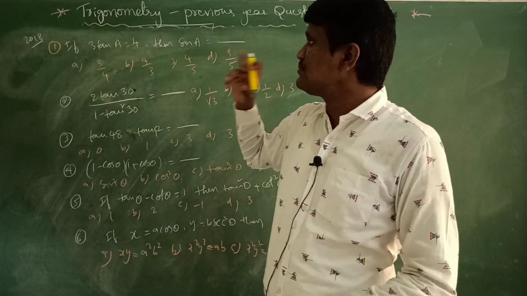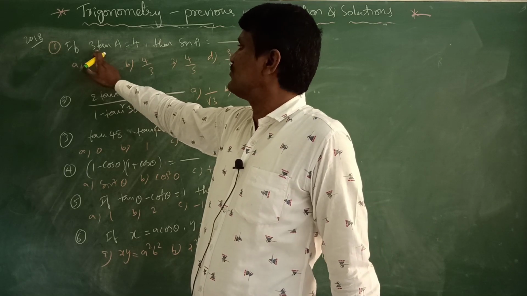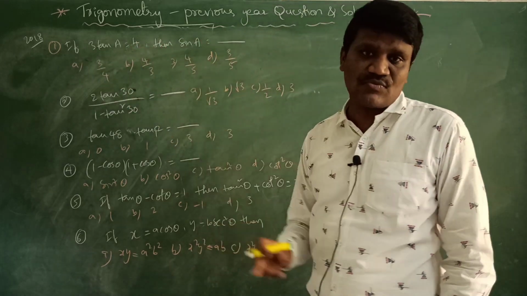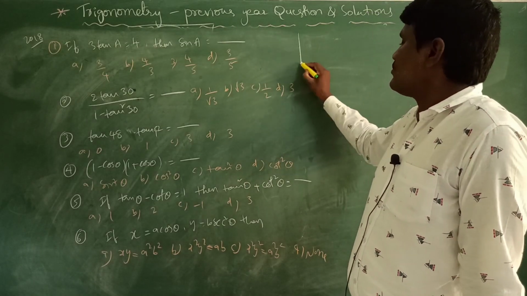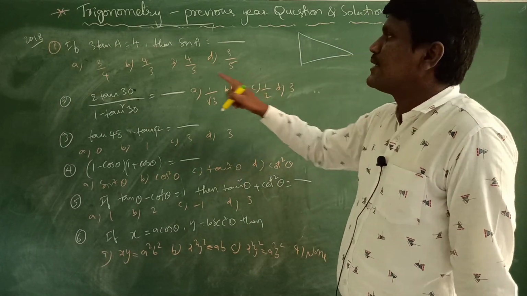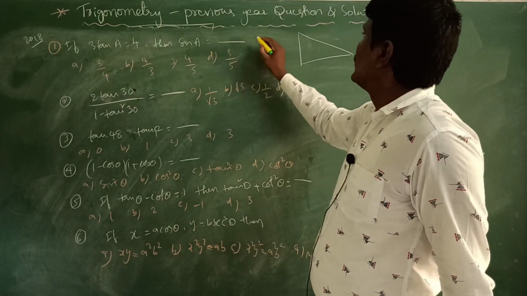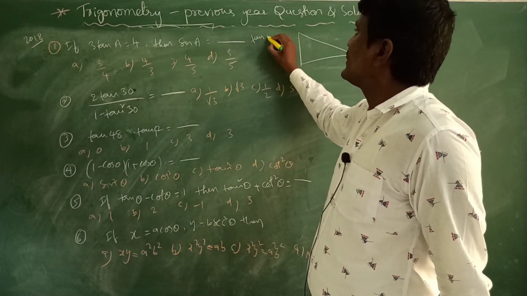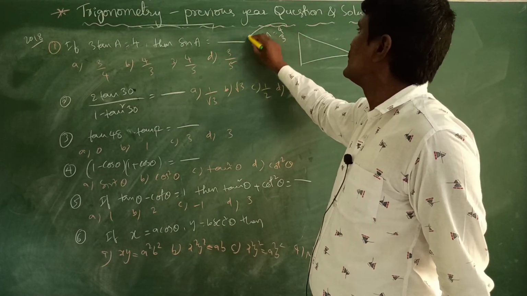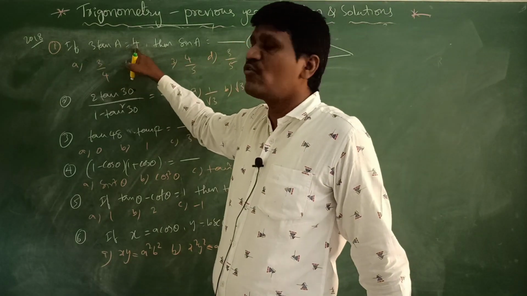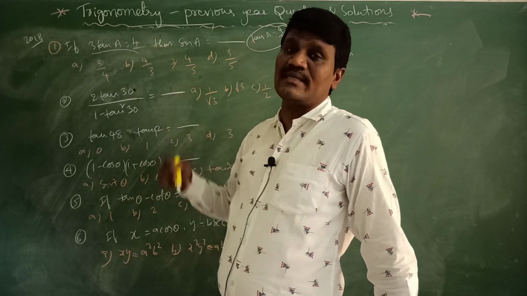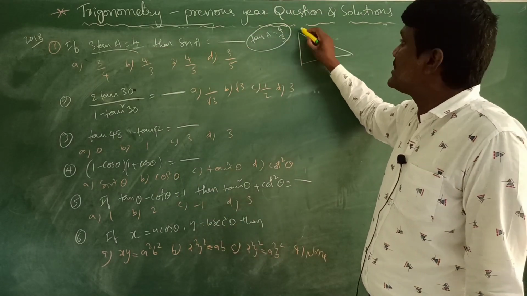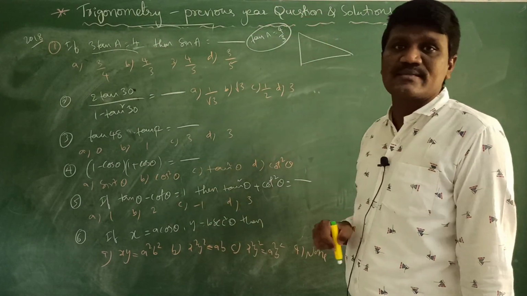So let's solve this. The first question: if 3 tan A is equal to 4, then what is sin A? Simply this question is solved like this. Draw the diagram. So you can write tan A is equal to 4 by 3, right? 3 tan A is equal to 4 means tan A is equal to 4 by 3, bring the 3 this side. So tan A is equal to 4 by 3, which is opposite side by adjacent side.